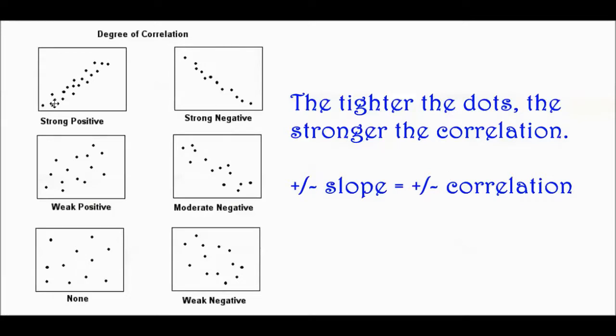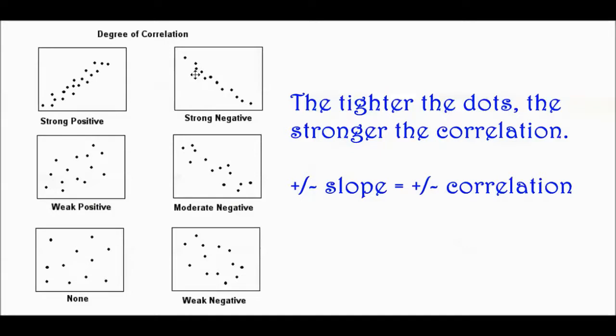So here is a strong positive. They're really close together and it's increasing. Whereas this one down here, they are increasing, but they're much more spread out. It's not as strong of a correlation. This one is all over the board. Like there's not really anything, maybe it could go this way, maybe it could go this way. That shows that there is no correlation. There's no relationship between those two data pieces.